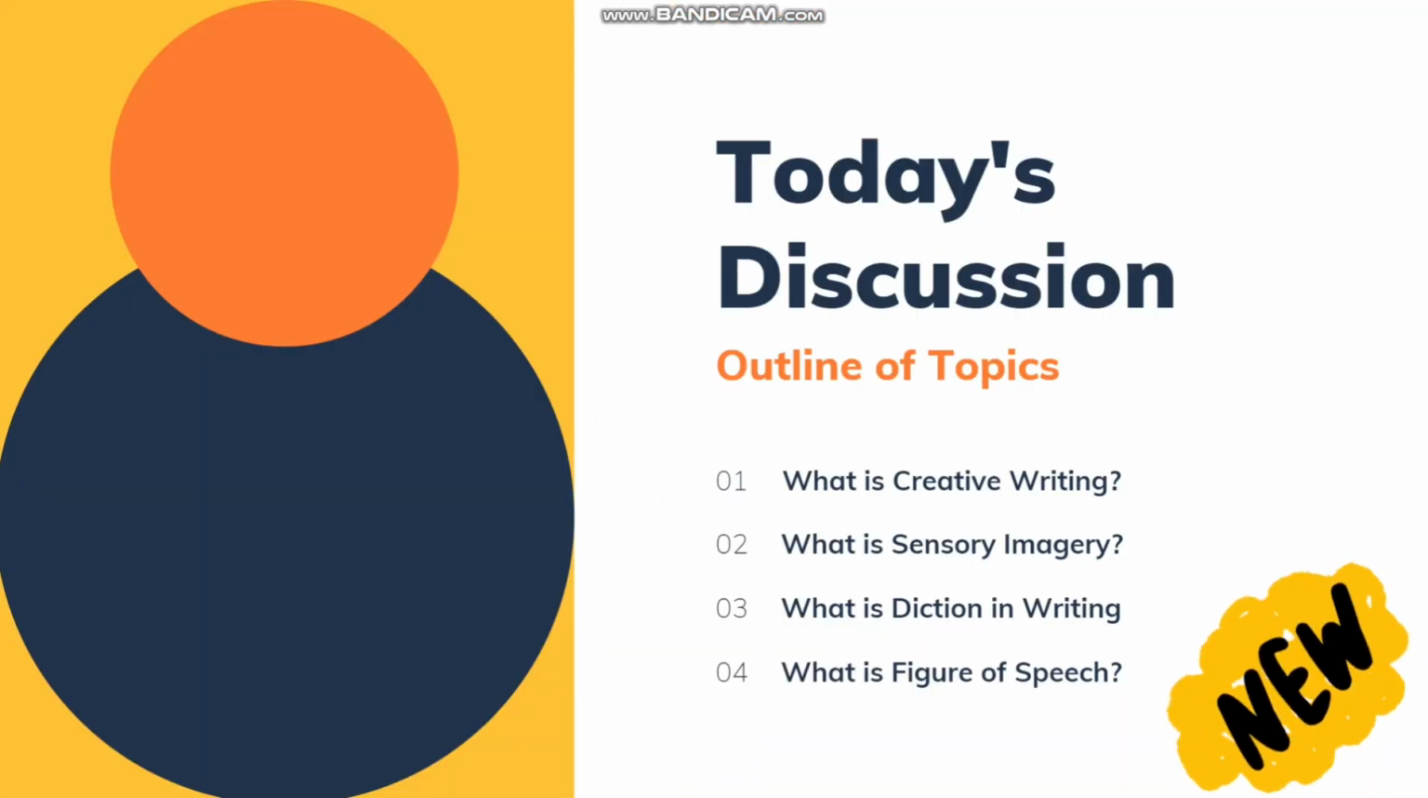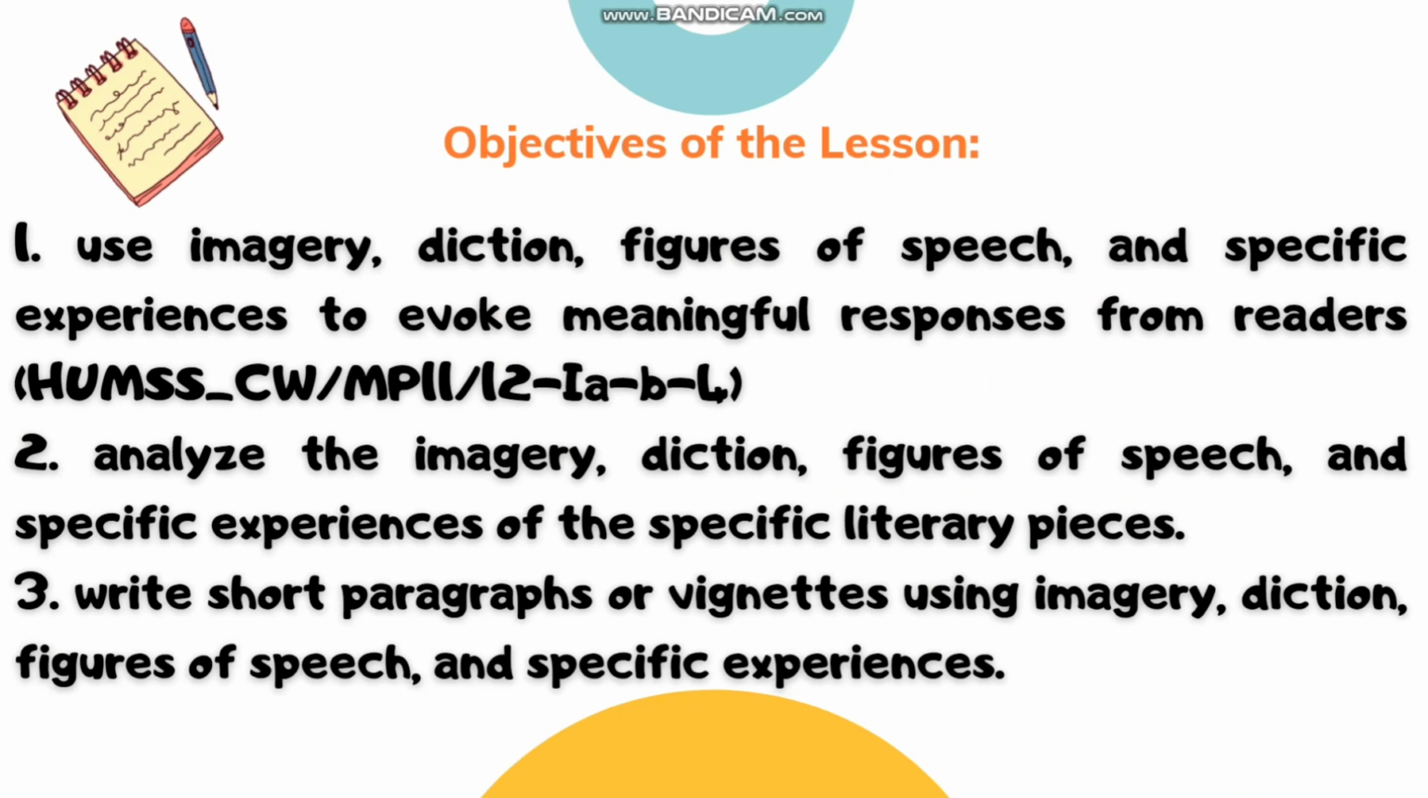For today's discussion, we'll be having the following topics. What is creative writing? What is sensory imagery? What is diction in writing? And what is figure of speech? These are the objectives of the lesson. You can see or read these objectives on the first part of your module.